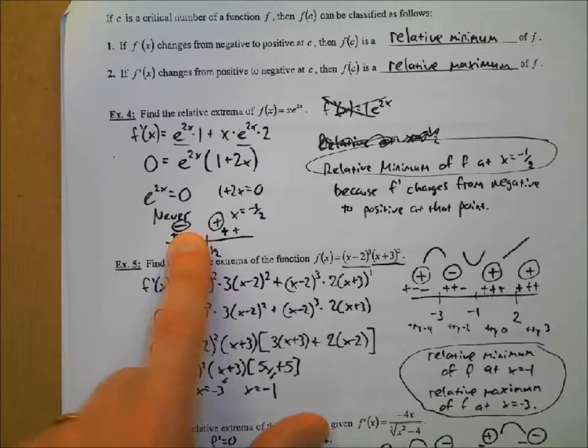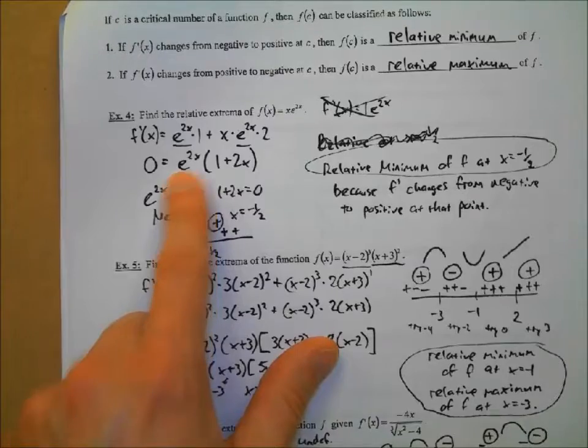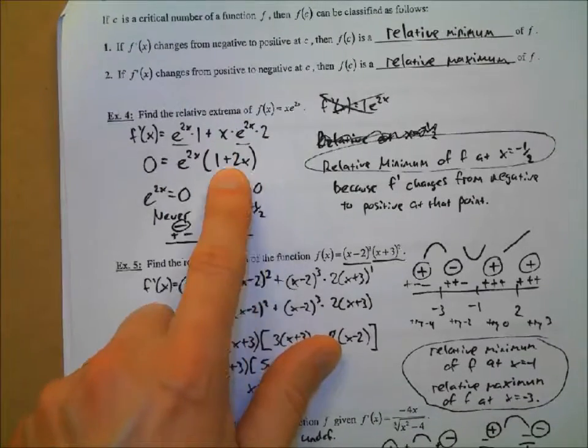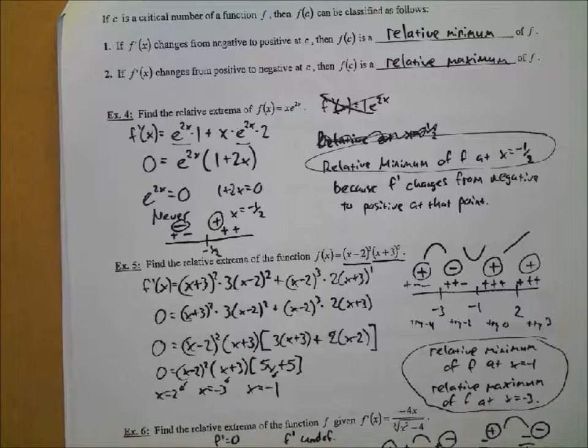Whereas if we check something like 0, e to the 0 is 1, not 0. E to the 0 is 1. 2 times 0 is 0, plus 1 is 1. So it's positive times positive. So the overall interval there is positive.